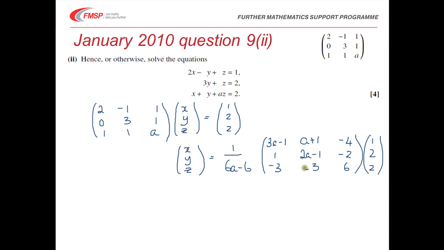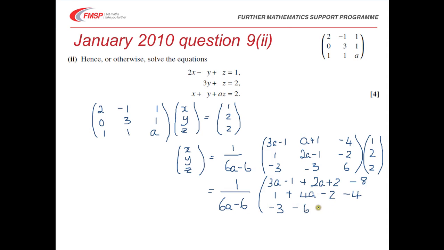And if you multiply that out, you'll end up with, and just be careful, you're multiplying the first row into this column, so that's going to be 3a minus 1 plus 2a plus 2, because you're multiplying the a plus 1 by that 2, and then minus 4 times 2, which is minus 8. And if we do the same for the second and the third row, we'll get, the second is 1 plus 4a minus 2 minus 4, and the third will be minus 3 minus 6 plus 12.